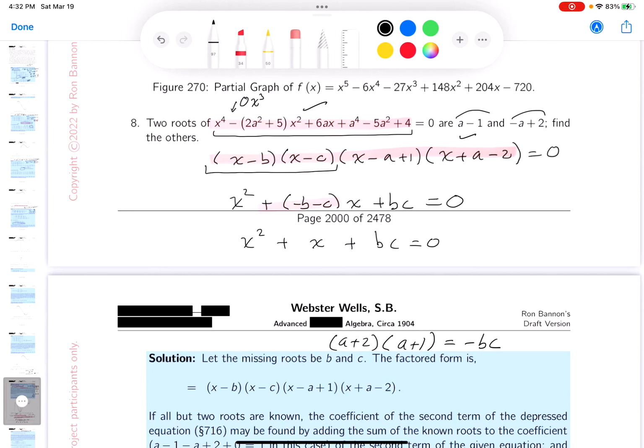Now, if you want to write that down, you can. You could write down b plus c is minus 1 if you want. And you could write down bc is equal to bc. That really doesn't help me too much, does it? However, I do know this. So I'm going to write that down now. So x squared plus x, and bc is actually equal to minus a plus 2, a plus 1. Well, this is starting to look a little better to me. I'll tell you why. I think I can factor that depressed equation.